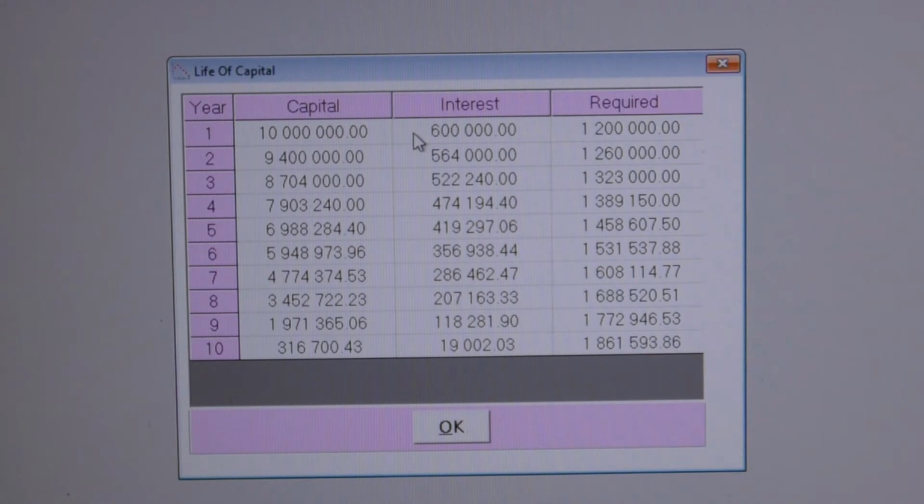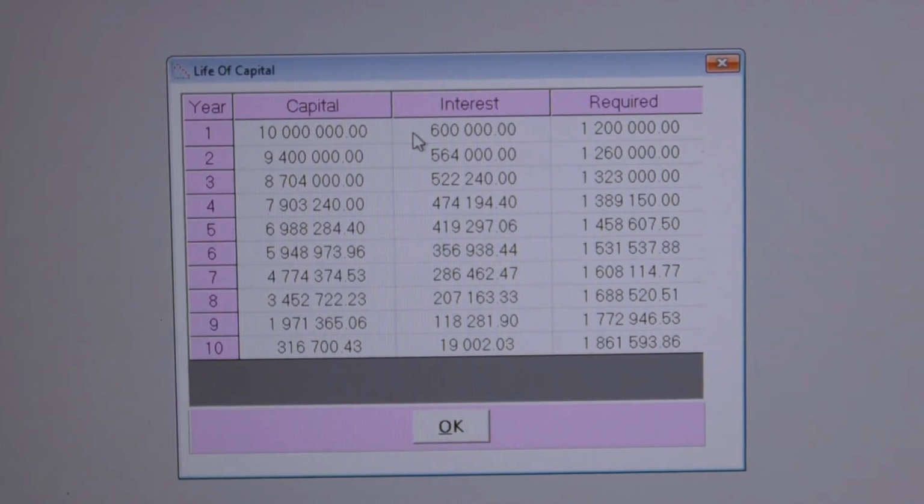So the capital in year 2 is 9.4 million and earns only 564,000 interest in year 2. We need 5% more income in year 2, so we have to take even more out of the capital. We are on a downward spiral, and if you look at year 10, you will see that we do not have enough capital and interest to provide the more than 1.8 million income we need in year 10 with inflation. That is why the calculator shows our invested 10 million will only last for 9 years.